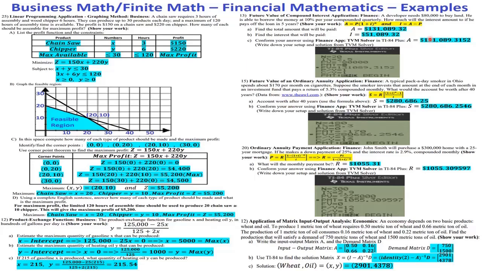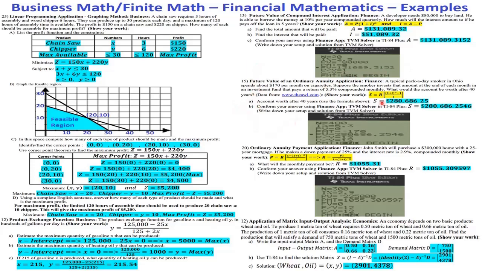You can use this formula, or you can also use the TVM Solver in the TI-84. You simply put in the numbers, put the n with the I, then you come here and do Alpha Solve, and it will give you the solution.